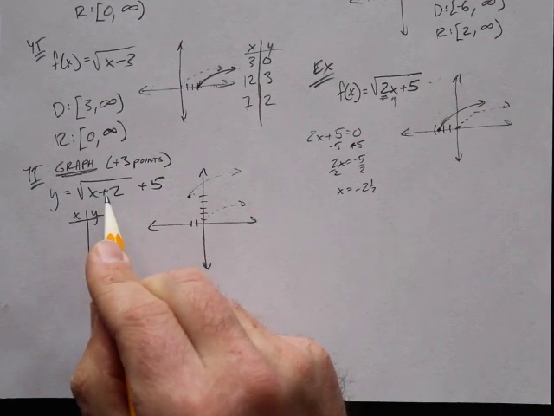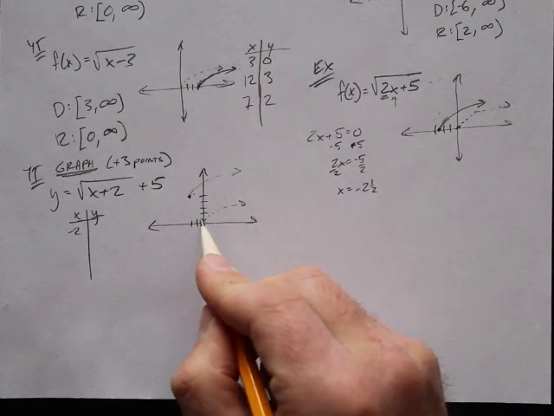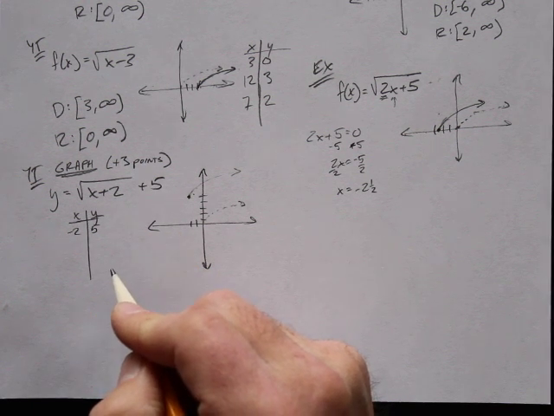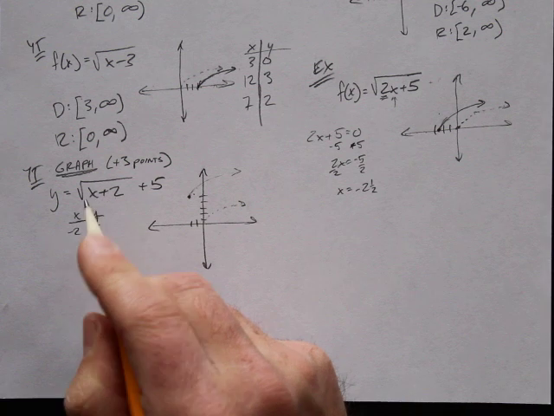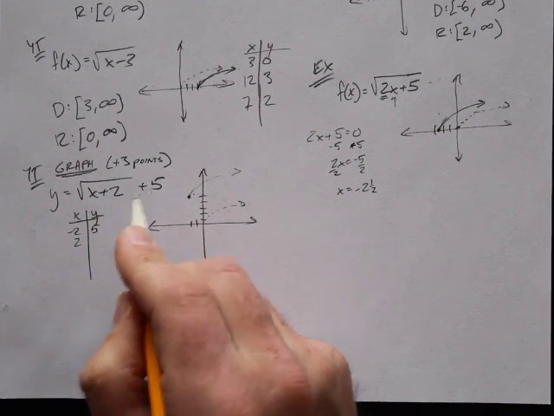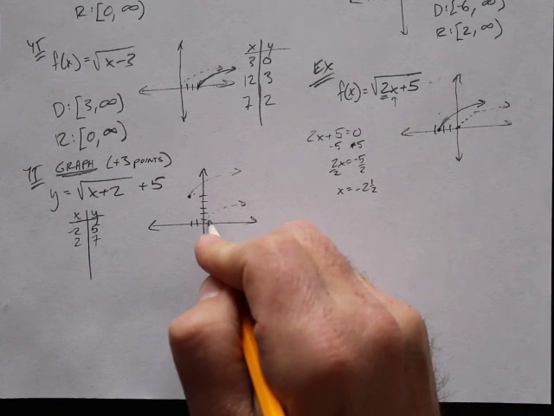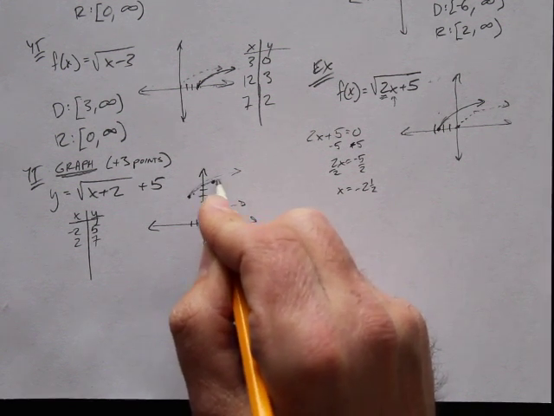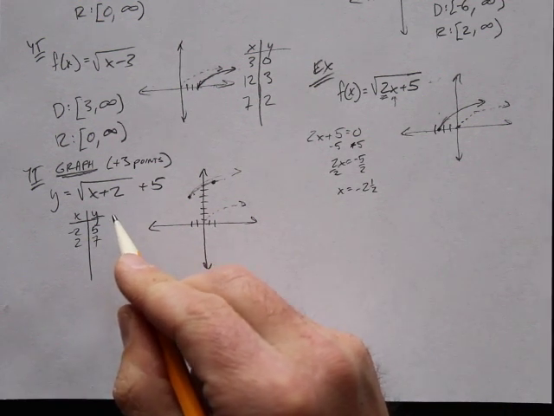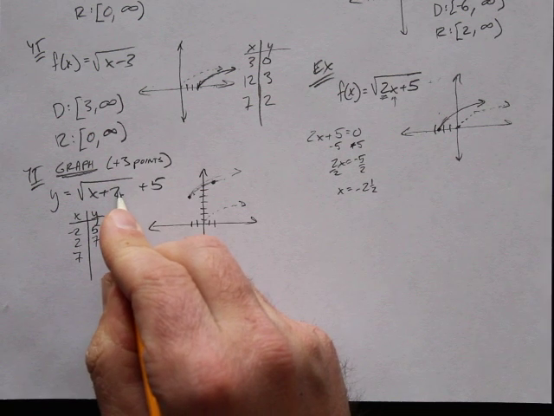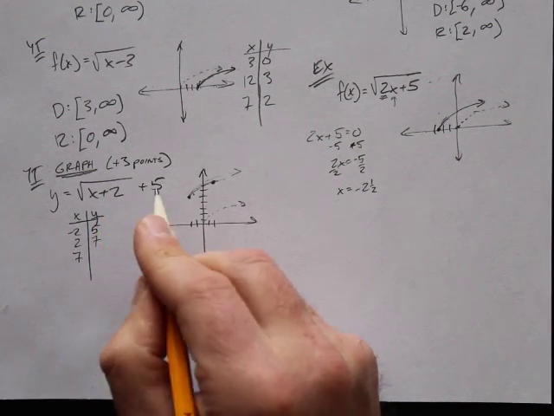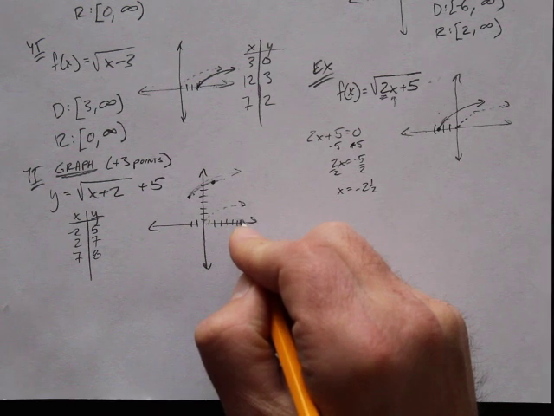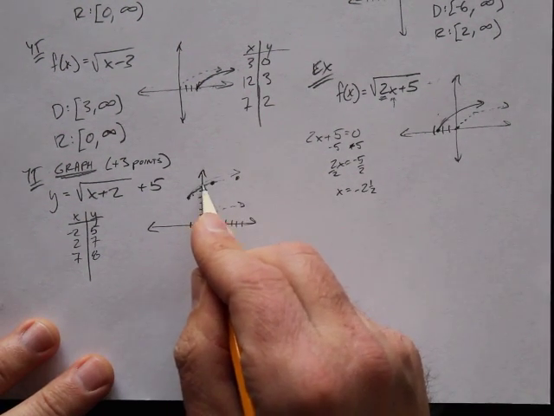I'm going to plug in negative 2 for x. That gets me 0 in here. That's the one I found already. And so I get 5 for y, because 0 plus 5 is 5. Now, what else? If I plug in positive 2, then I'll get 4. Square root of 4 is 2. 2 plus 5 is 7. So if I go to 2, then I go 5, 6, 7. There's my point. Then I'm going to plug in 7, because 7 plus 2 is 9, so the square root of 9 is 3, plus 5 is 8. Going to 7, and all the way up to 8, which is right there. And so there's my new graph.